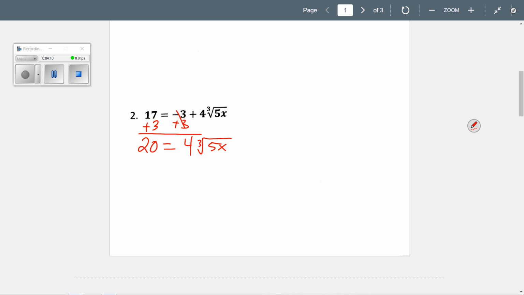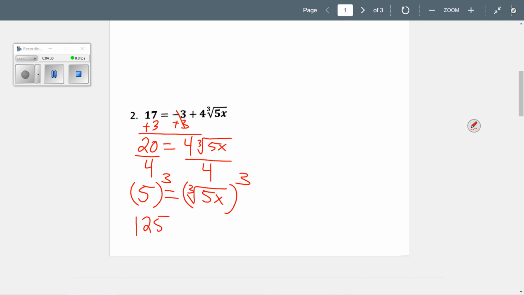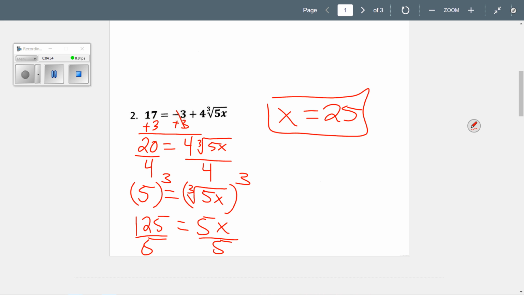Now we know we need to get that radical by itself. There's a 4 in the way being multiplied. So divide by 4, divide by 4. Once again, we have 5 equals the cube root of 5x. All right? Then from here, we're going to raise it to the power that it matches. All right, 5 cubed, as we just saw up there, is 125 equals 5x. Then this one is easy to finish it out. Divide by 5, divide by 5. X equals 25, and we're done. Okay, that's it. That one was really simple.